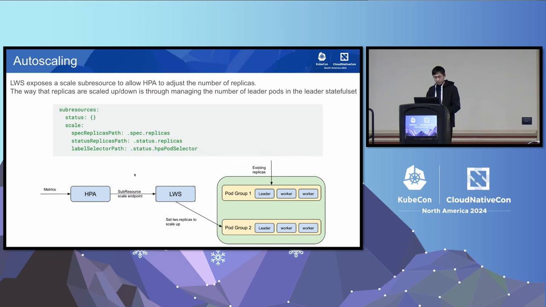So this is an end-to-end flow chart. Once we configure the metrics for HPA to auto scale, for example, the prefill queue size of a model server, and once we see this metric go up, then HPA will trigger the subresource of the LWS and set the LWS replicas to scale up. Previously we only had one pod group here. Once the LWS replica number is adjusted, it will spin up a new leader pod, and the new worker StatefulSet will be created as well, which will share the same lifecycle, and the new pod group will come up and running.